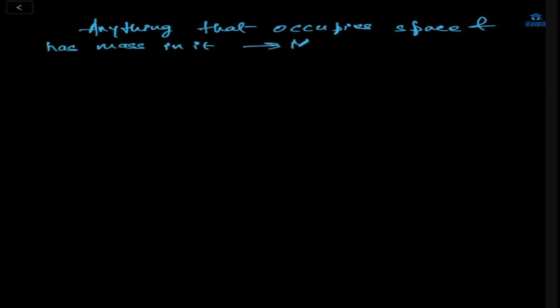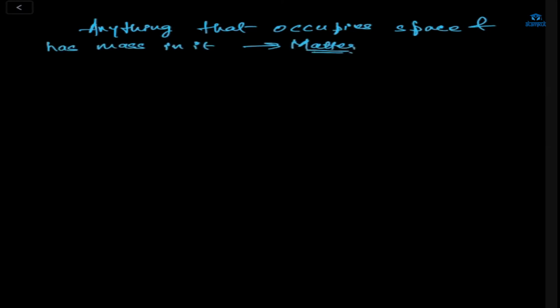Okay. In a simple way, we can say that anything in this world that occupies a space and has mass in it, we can consider it as matter. Let me write it. Anything that occupies space and has mass is known as matter.